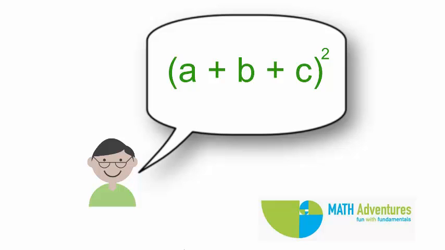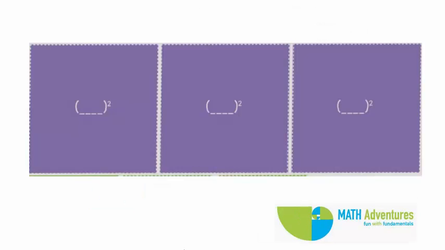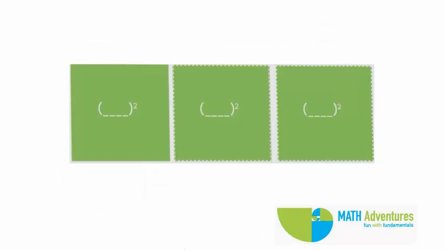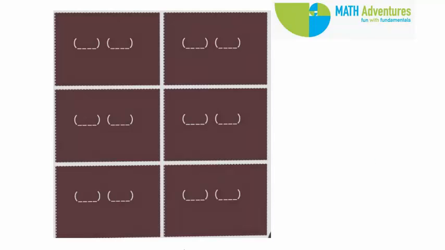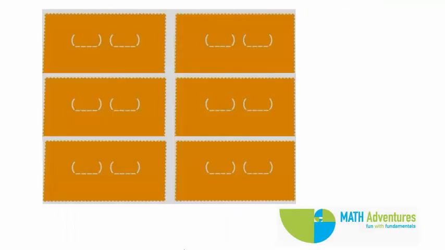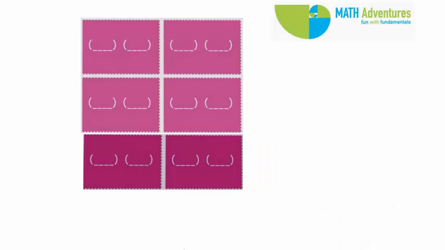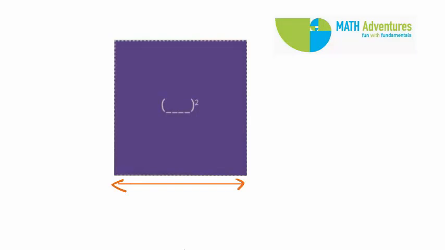Today, you're provided with a lab observation sheet, 3 purple squares, 3 green squares, 3 blue squares, 6 brown rectangles, 6 orange rectangles and 6 pink rectangles. Let us consider the side of the purple square to be A.